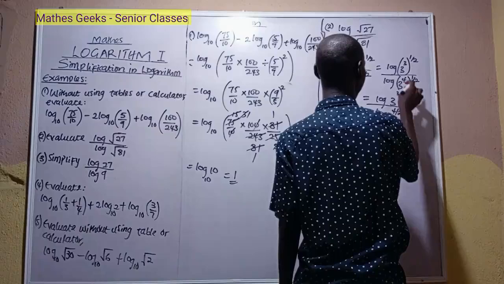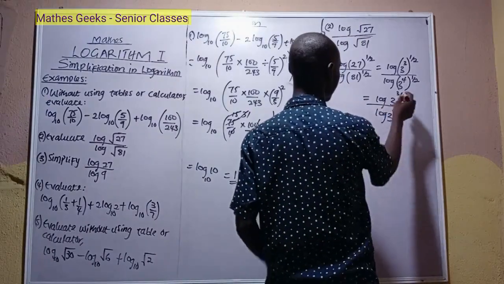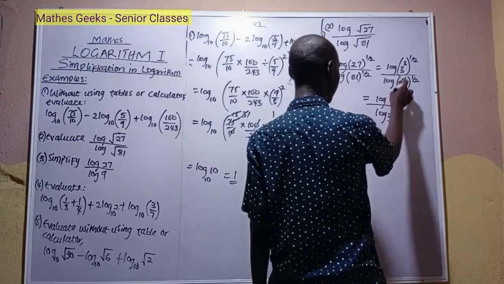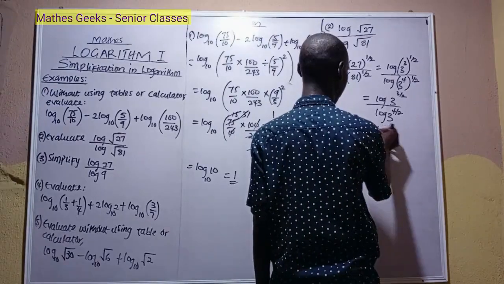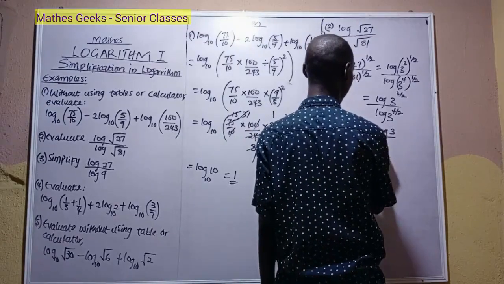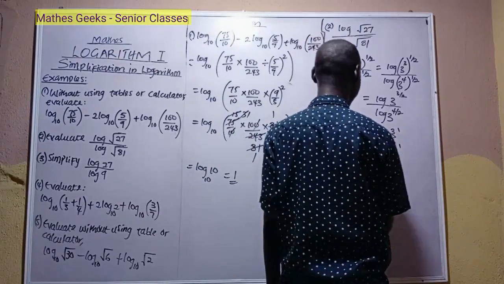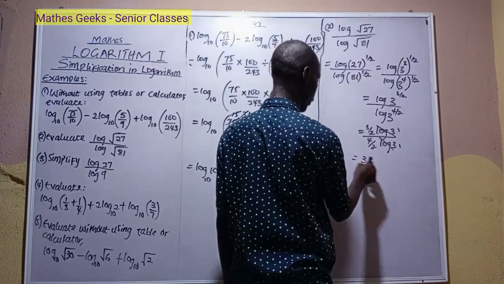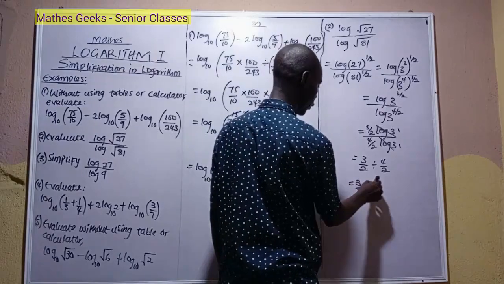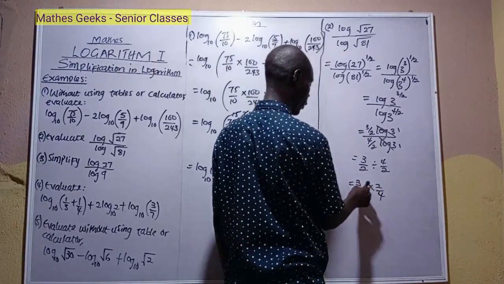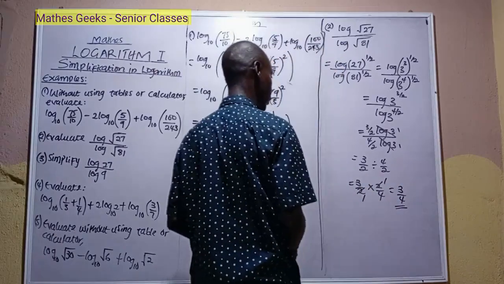So what I did was from the laws of indices. Now, since this is raised to a power, I'm going to bring it back. So this will give me 3 over 2 log 3 over 4 over 2 log 3. Now log 3 will cancel, so I'm left with 3 over 2 divided by 4 over 2. This will give you 3 over 2 times 2 over 4. 2 here 1, 2 here 1. That's equal to 3 over 4. Final answer.